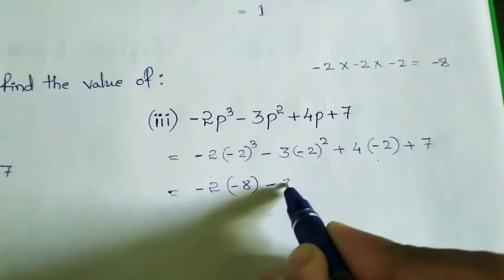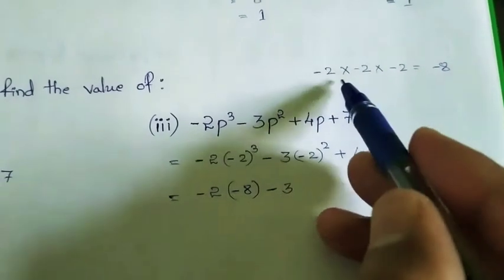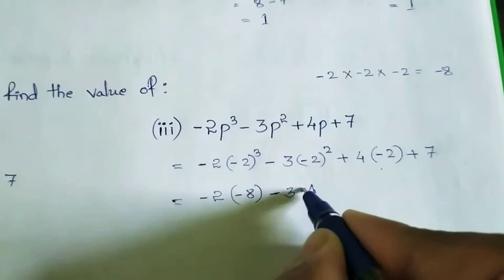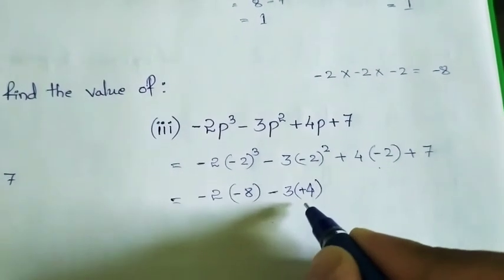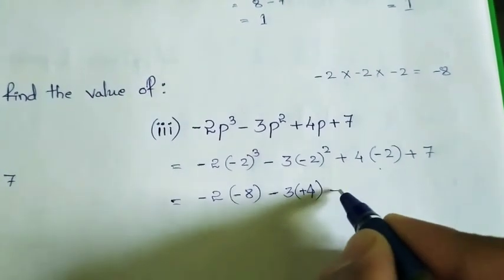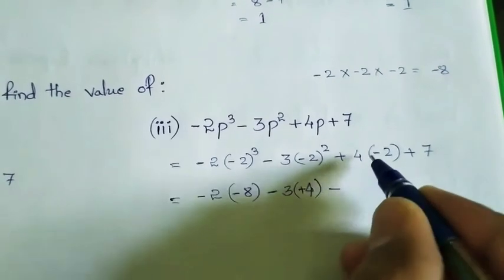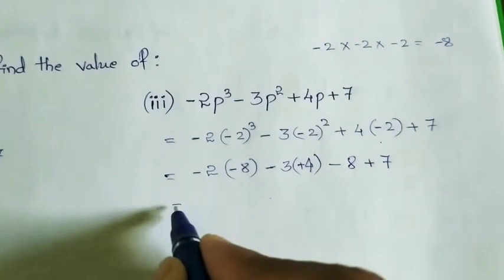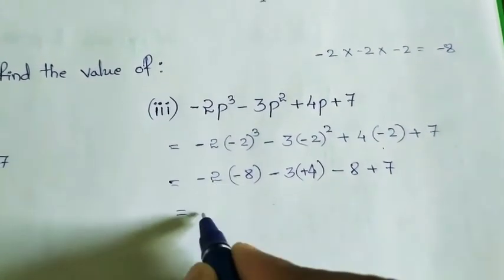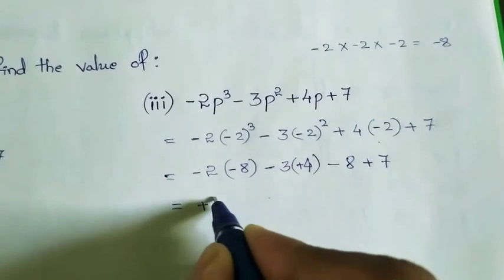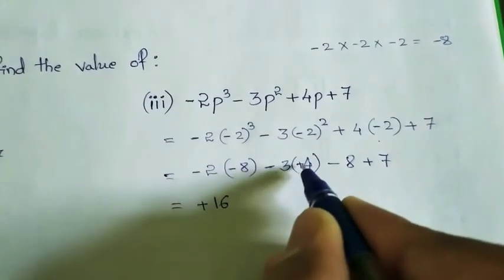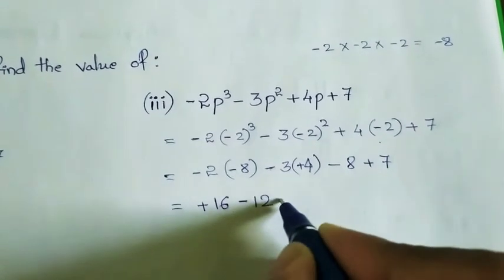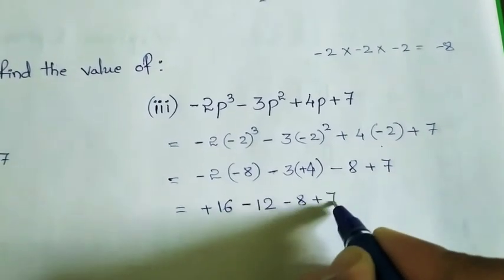Again, -3 into (-2) square means 2 times, 2 into 2, it will be 4, minus into minus is plus, so we multiply with plus 4. Again plus into minus is minus, 4 twos are 8, plus 7. Now minus into minus is plus, 2 eights are 16. Minus into plus is minus, 3 fours are 12, minus 8 plus 7.